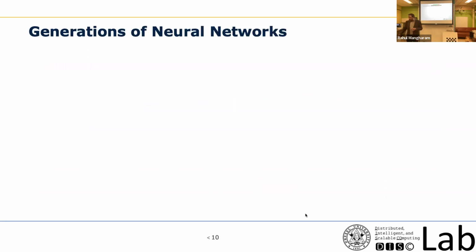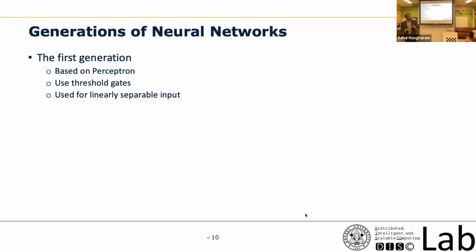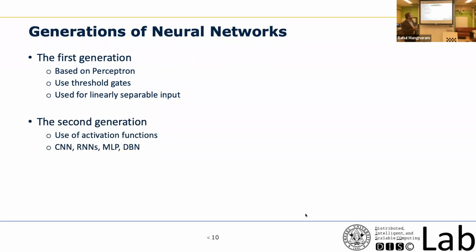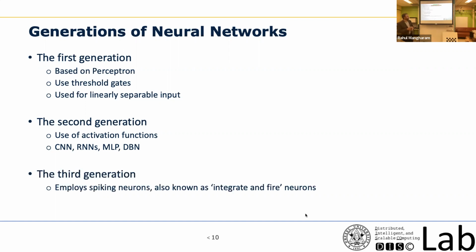If you look at the generations of neural networks, the first generation is the basic one based on perceptrons and threshold gates, used for linearly separable inputs. After the AI winter came the second generation, where you use a lot of activation functions. Several different architectures came into play. CNN is the most prominent one, but there were also recurrent neural networks, MLPs, and deep belief networks. Finally, the third generation employs spiking neurons, sometimes referred to as integrate and fire neurons. I will explain the concept of the integrate and fire neuron in the next few slides.